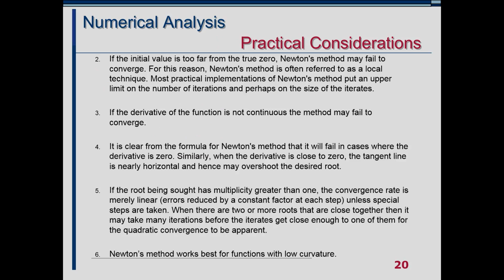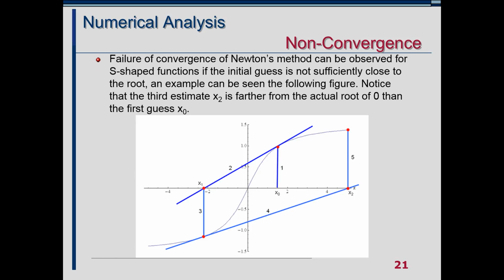And this is just kind of a different practical consideration. Failure of the convergence of Newton's method can be observed for S-shaped functions if the initial guess is not sufficiently close to the root. Here's an example that you can see. So sometimes the problem with Newton's method is it doesn't always converge. Sometimes it diverges and heads off towards positive or negative infinity. So that's why I said it's important that you know what's going on. If this happens, you can say, okay, let me change my initial guess, or let me try another root finding algorithm.